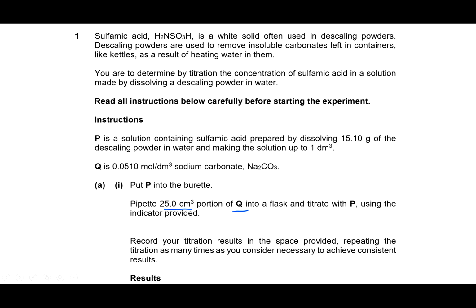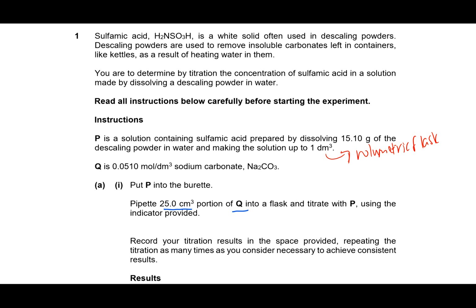What do I mean by making the solution up to 1 dm³? There is a new apparatus that you will learn, called a volumetric flask. Later I'll show you a diagram; you can go and Google it. The purpose of the volumetric flask is to make sure you accurately contain exactly 1 dm³ of solution. And then Q, which you are given, is sodium carbonate with a known concentration.